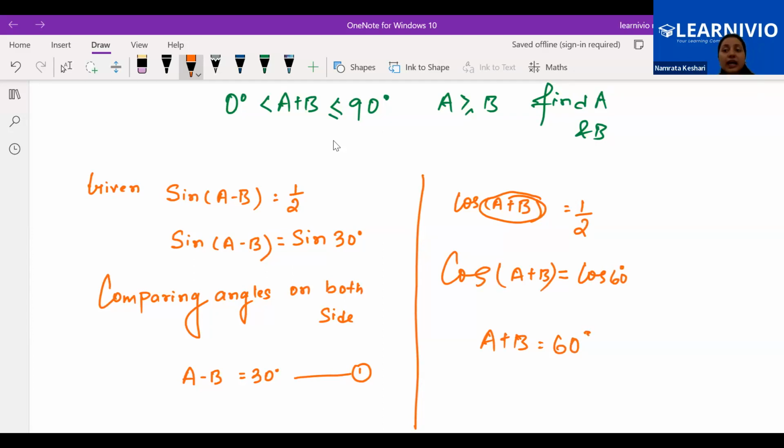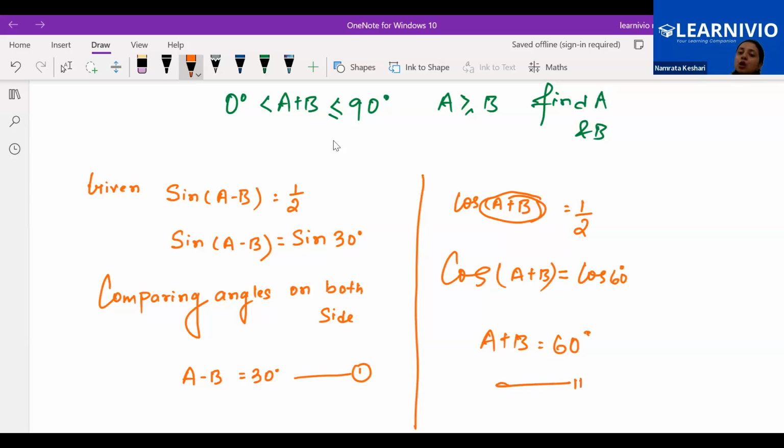I have seen so many times students just take A minus B is 1 by 2, A plus B is 1 by 2, and from there they try finding the values of A and B by solving the equations. But let me clear it. A minus B over here is an angle. A plus B over here is an angle, and we are only allowed to compare angle with angle. If a value is given, you have to write it in terms of an angle so that you can compare both sides.